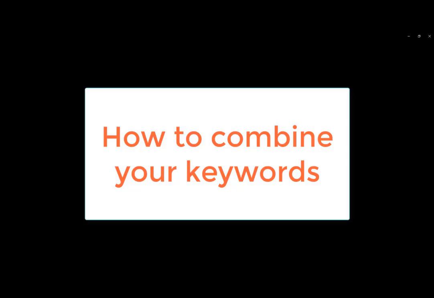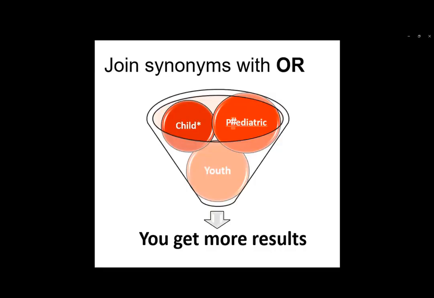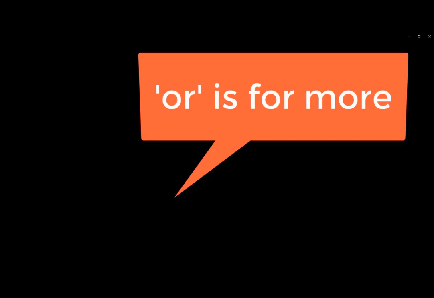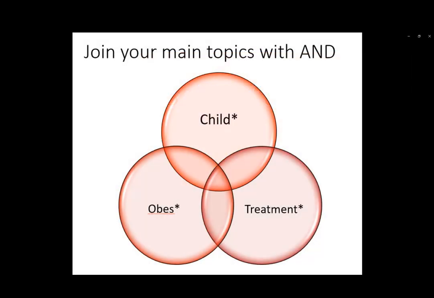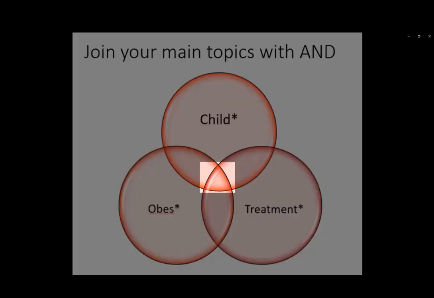The next thing to consider is how we should combine these keywords when we're inputting them into the database. When using a database, remember that if you separate synonyms with the word or, you'll be asking it to find any of these words. So or is for more. When you combine keywords with the word and, you will only find results which contain all of those terms. So and will limit the number of results you get.